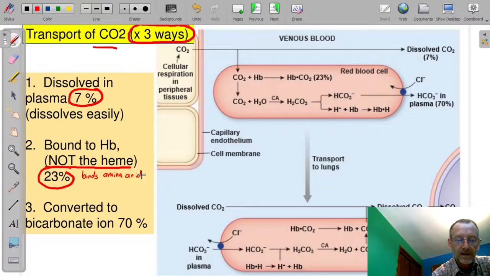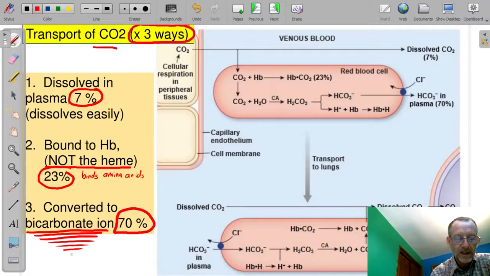Amino acids on the globin portion of the hemoglobin. And about 70% of that carbon dioxide, the vast majority of it, is converted to the bicarbonate ion. So we need to go back and review.